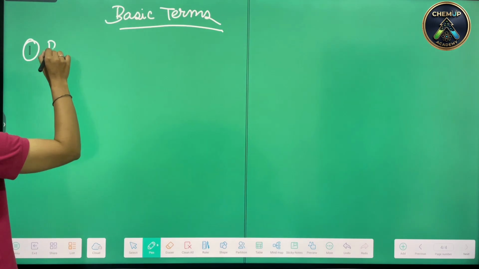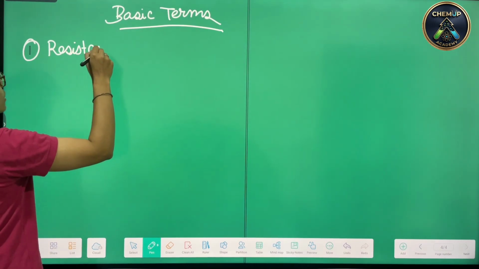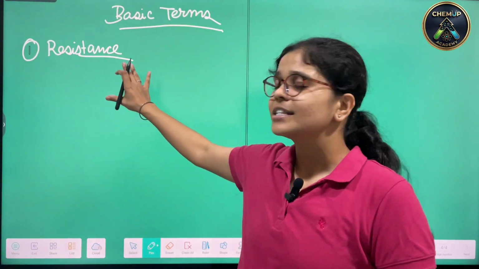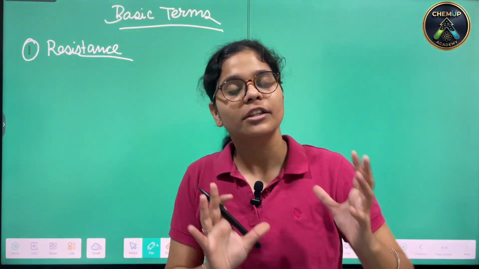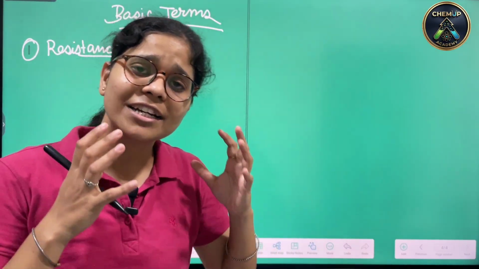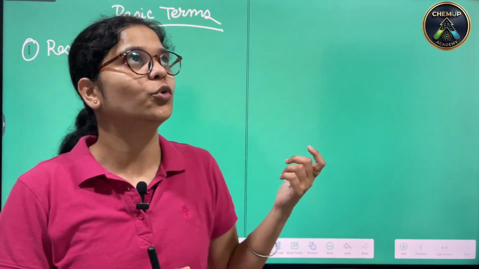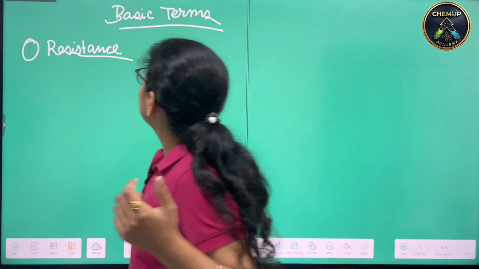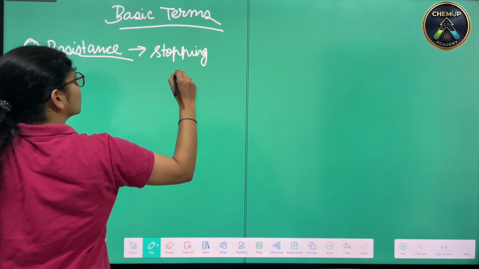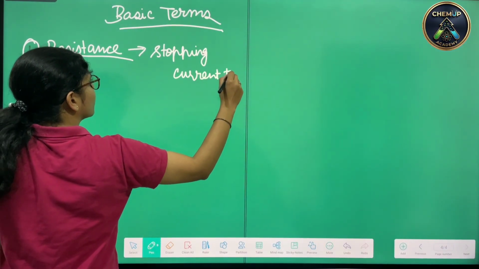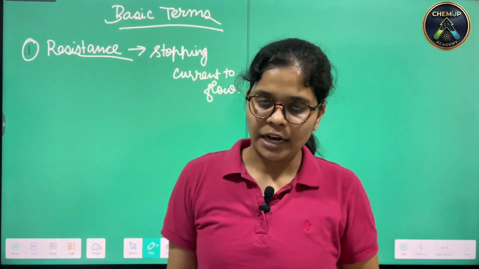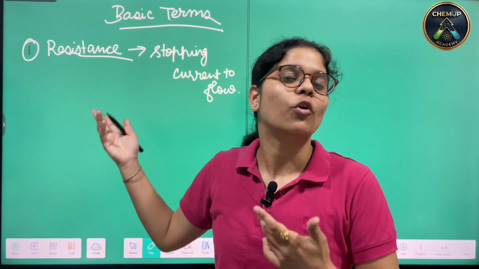the first term that we have is resistance. You would be like, बचपन से पढ़ते हुए आ रहे हैं, what is the basic thing? Resistance is basically something that is not allowing the current to flow. So something that is resisting the flow of current, something that is stopping the flow of current is basically known as your resistance. So you may write it as stopping current to flow.